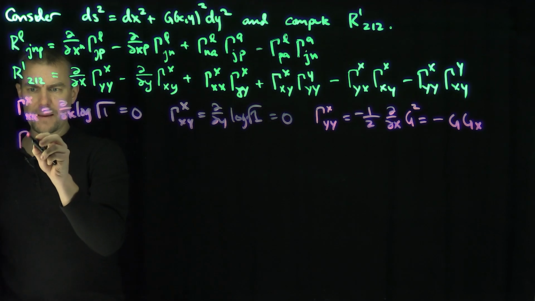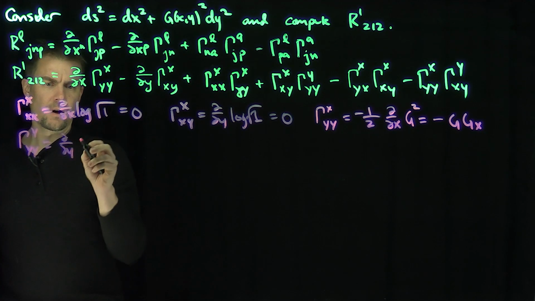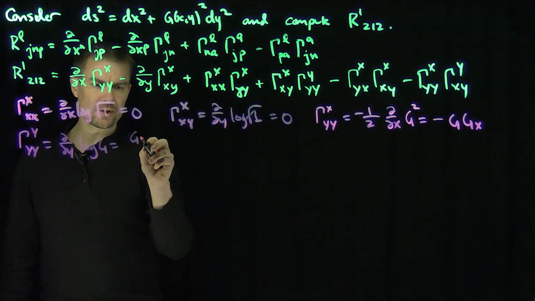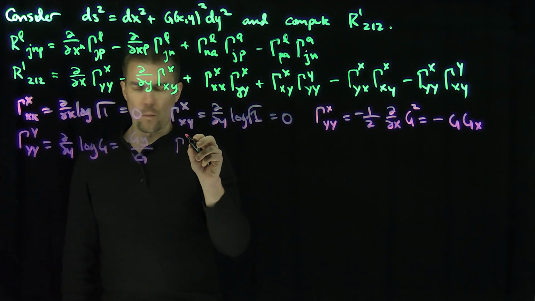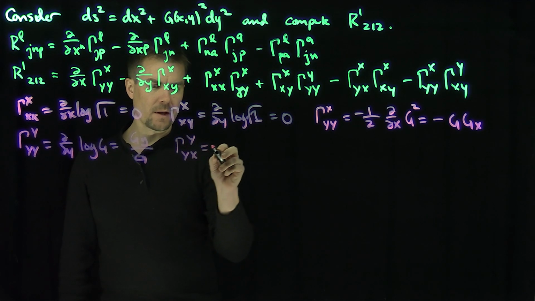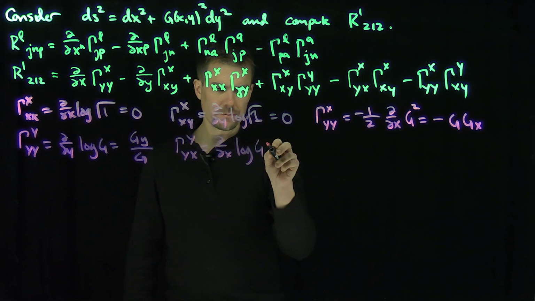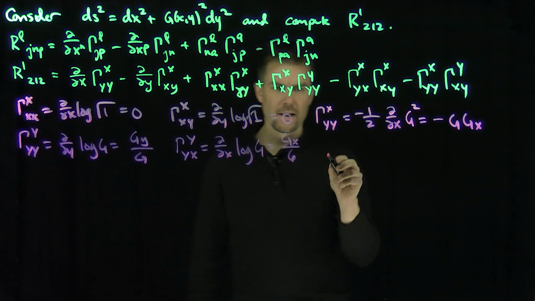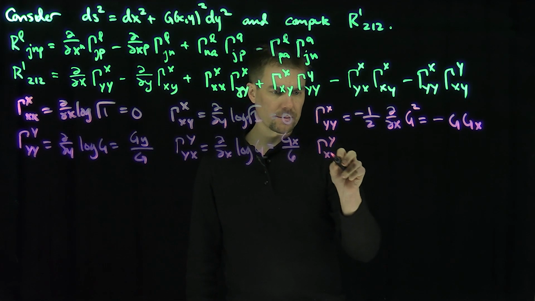All right. What's my gamma y, y, y? That's the y derivative of the log of g, which is going to be g sub y over g. What's my gamma y, y, x going to be? That's going to be the x derivative of the log of g, which is going to be g_x over g. And then finally, what is the gamma y, x, x?